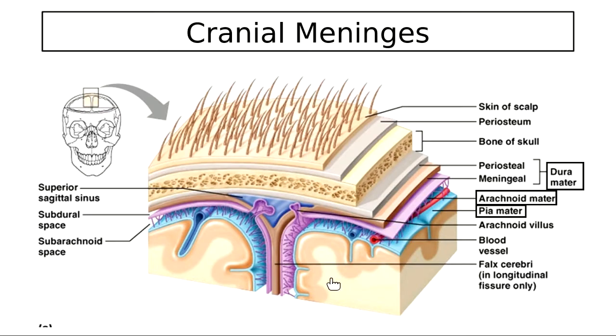Covering the brain and the spinal cord. This is cranial meninges because it's covering the brain. If it was covering the spinal cord, it'd be called the spinal meninges. So it's just the location. It's the same layers. It's just where they're found. So the meninges are protective membranous coverings of the brain and spinal cord.